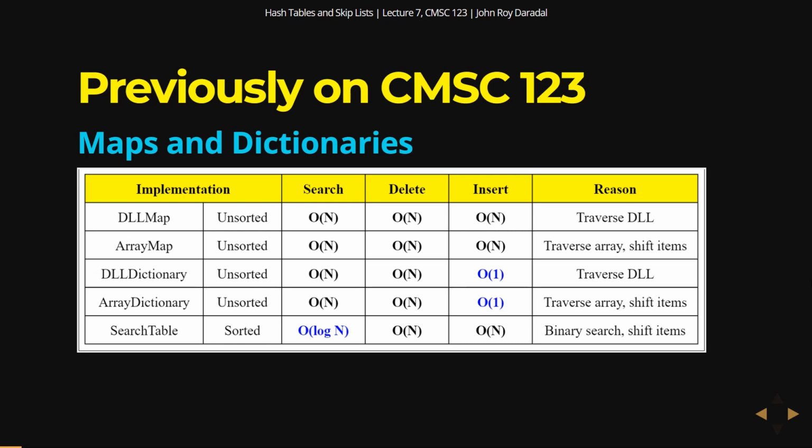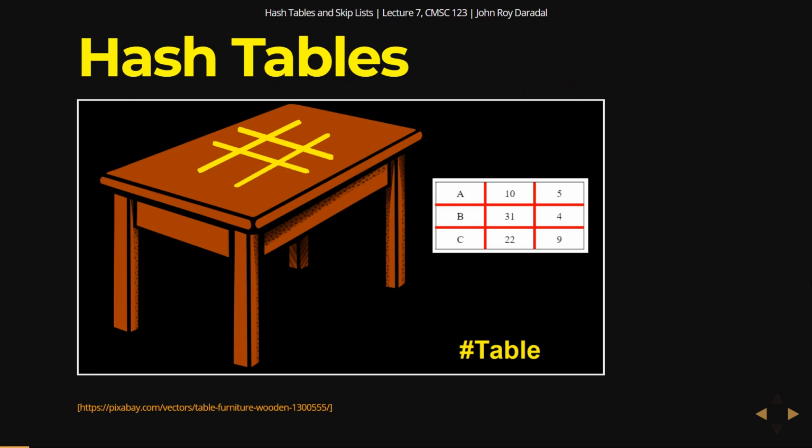And in this video, we will look at two ways that we could improve upon these implementations, and we will be looking at hash tables to improve the performance of map implementation, and later on we will also look at skip lists, which we'll use to implement ordered maps. Okay, so let's start with hash tables.